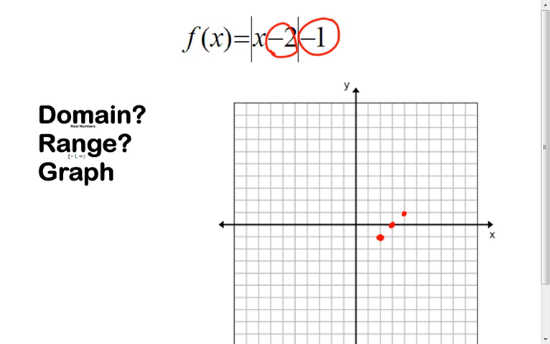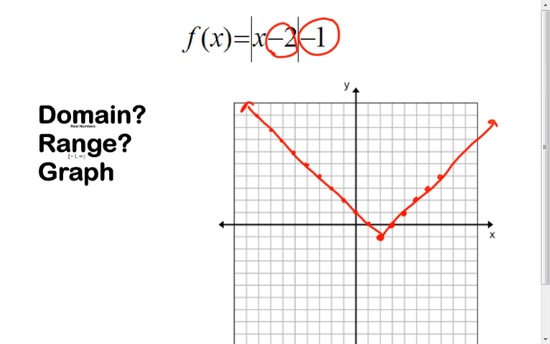So it will look something like this. And again, if you don't know how to figure that out, you can use your table and plot these points. You can also make your own table if you want and plug some points in. But it should look something like this. Okay.